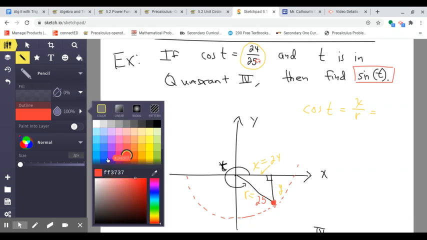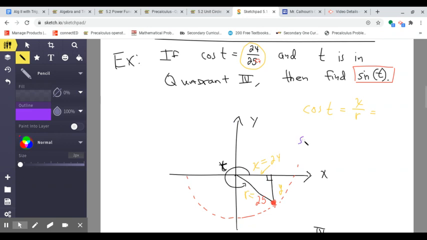Well, sine of t, remember, here's the definition. Sine of t is equal to y over r, where r is the radius. Well, what is y? Y is unknown, so we'll leave that alone. And r is 25. So our job is to find this missing side of the triangle, right?